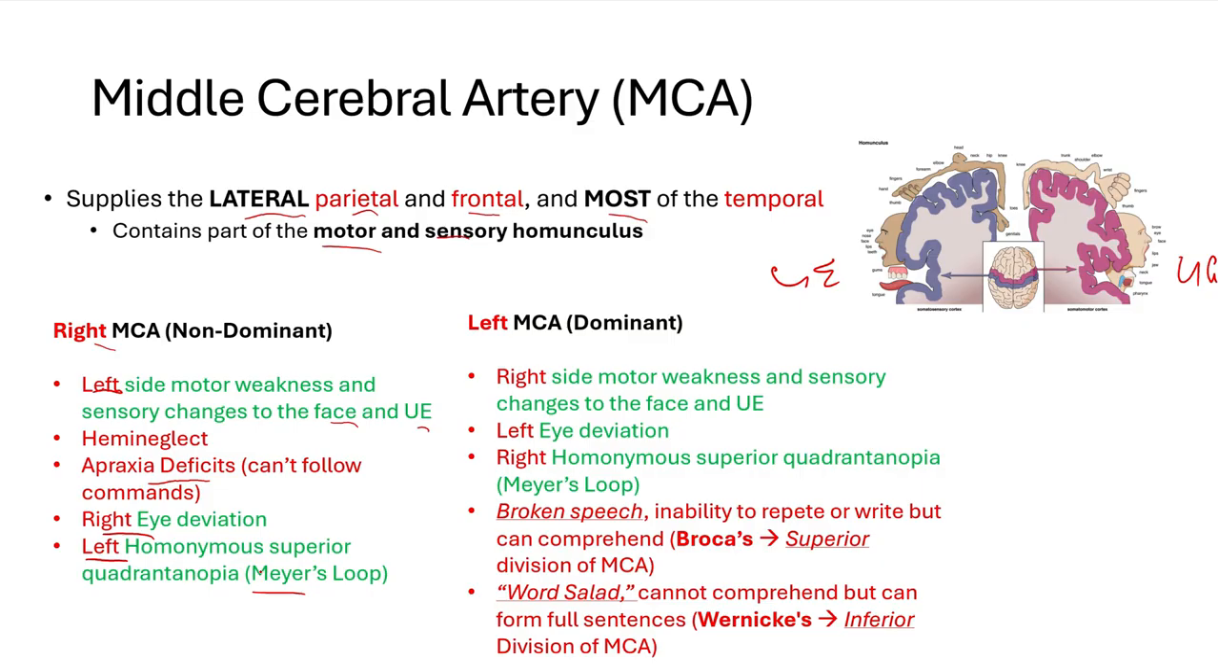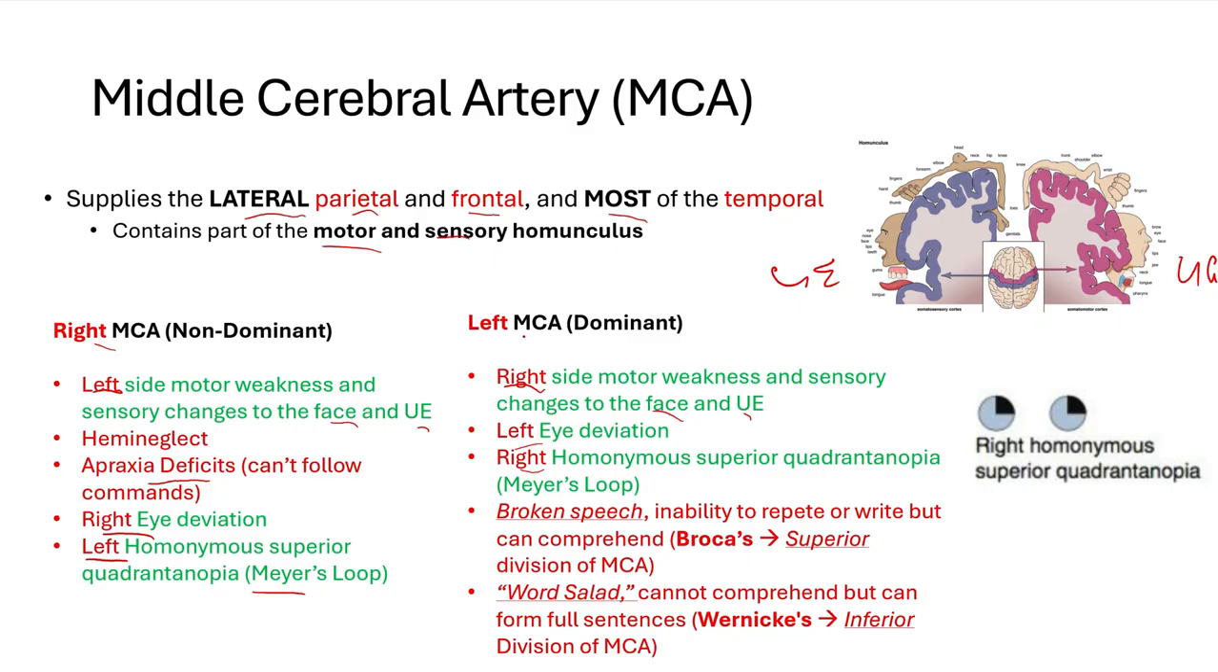So the dominant side will present very similarly, but it has some high yield differences that you should know. So the left MCA, or dominant side, will have contralateral or right-sided face and upper extremity weakness. Again, you look toward the side of damage, so left eye deviation, and this will have something known as right homonymous superior quadrantanopia. This is what that looks like. Only a quadrant is damaged, and that is because it affects Meyer's loop. In some cases, you can actually have full homonymous hemianopia, but for board purposes, it is important to know that Meyer's loop will lead to quadrantanopia.